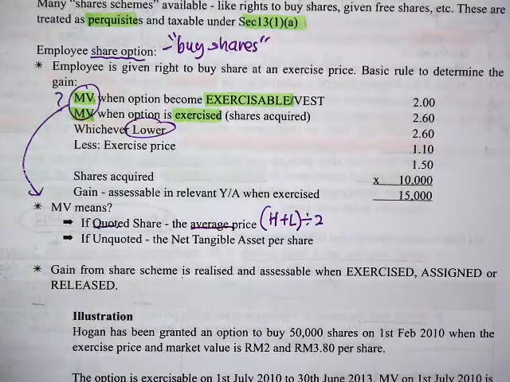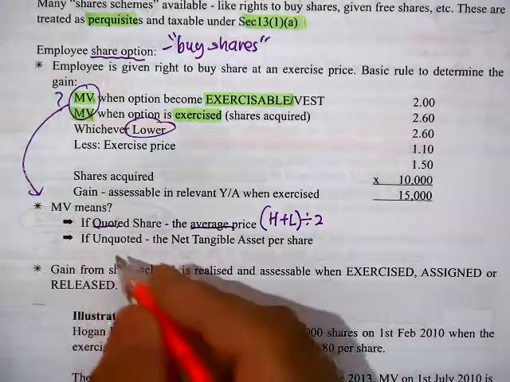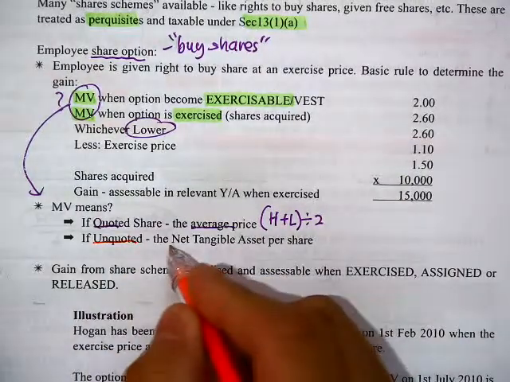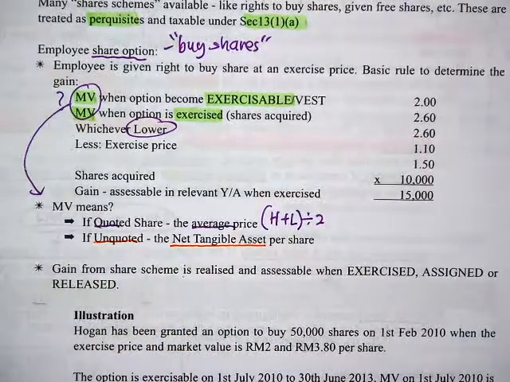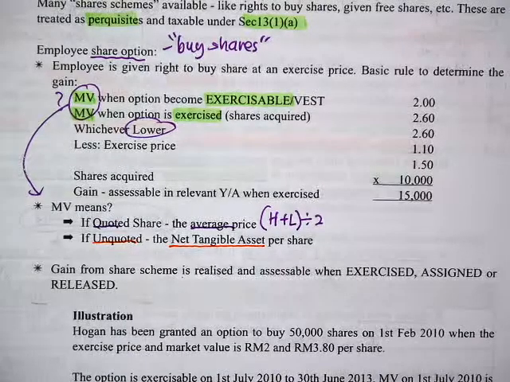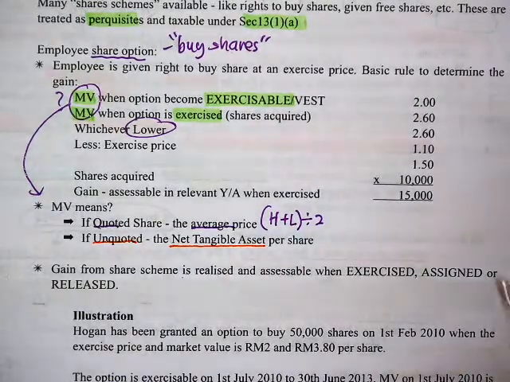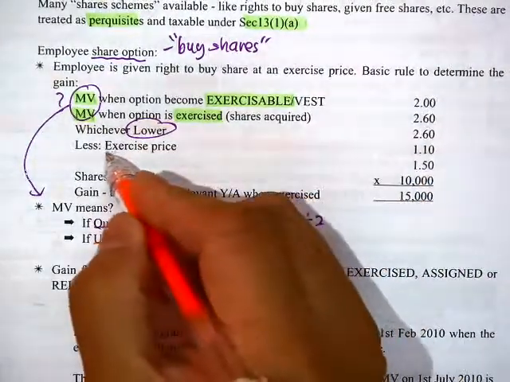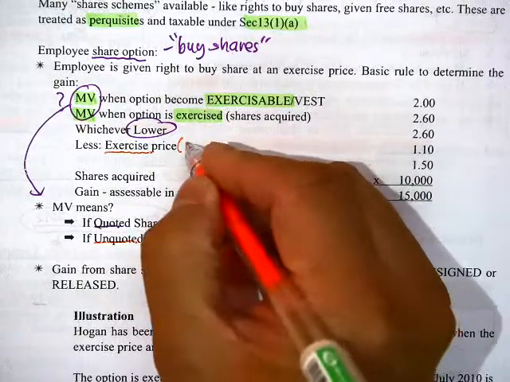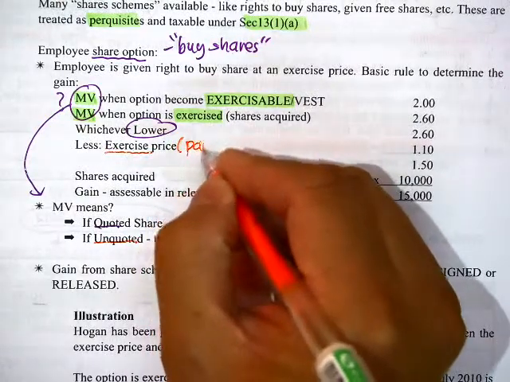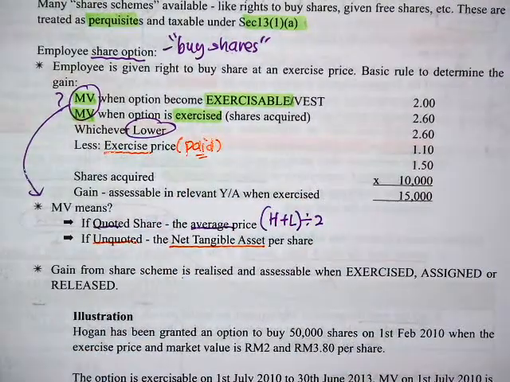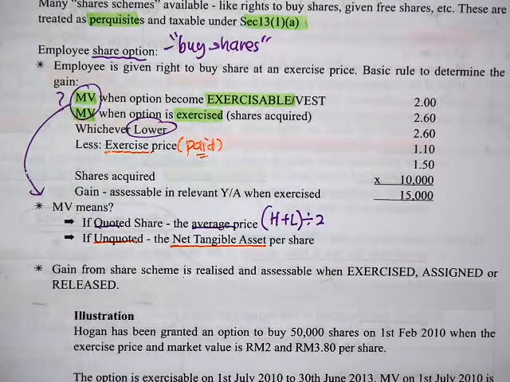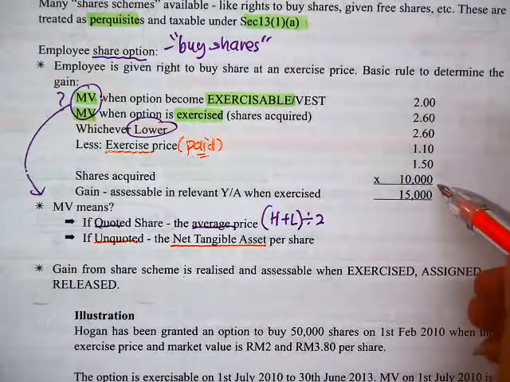Now if the company is unquoted, if it's not listed on the exchange, then the market value equals the net tangible asset per share. So you've got to calculate yourself what's the NTA. Okay, so this is what you do. You choose the lower of the two, and you minus the exercise price, the amount that you need to pay, the amount paid for the share. That will be the gain. So the gain multiplied by the number of shares you acquire, that's the perquisite.